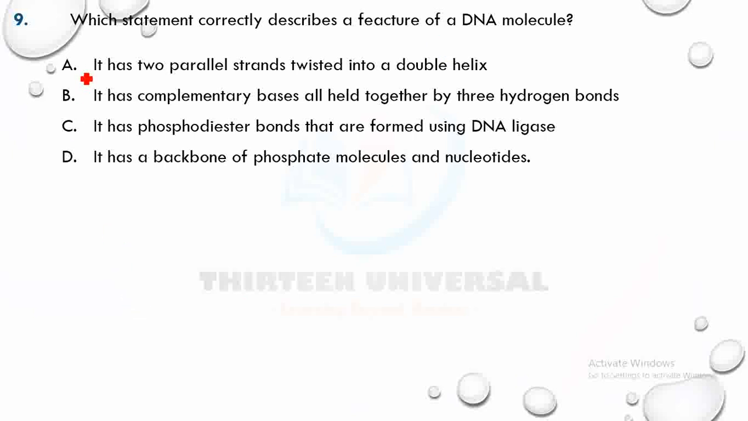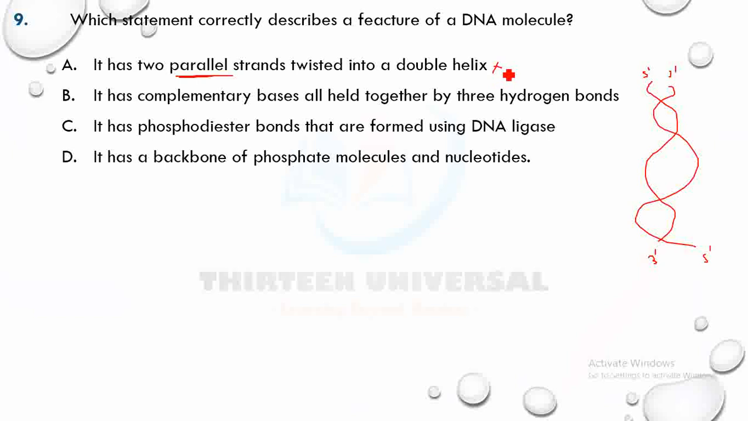If you look at A, it says it has 2 parallel strands twisted into a double helix. Well, this would have been the answer, but DNA has 2 anti-parallel strands. One runs from 5 prime to 3 prime, and the other runs from 3 prime to 5 prime, so they are anti-parallel. That is why this is wrong.